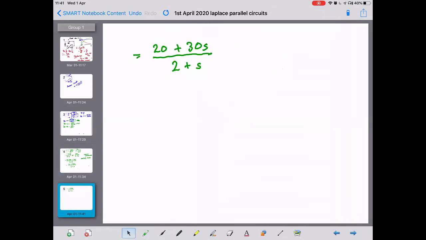And we can say phi s is equal to our voltage 10 over s divided by this expression here for z, 20 plus 30s over 2 plus s.